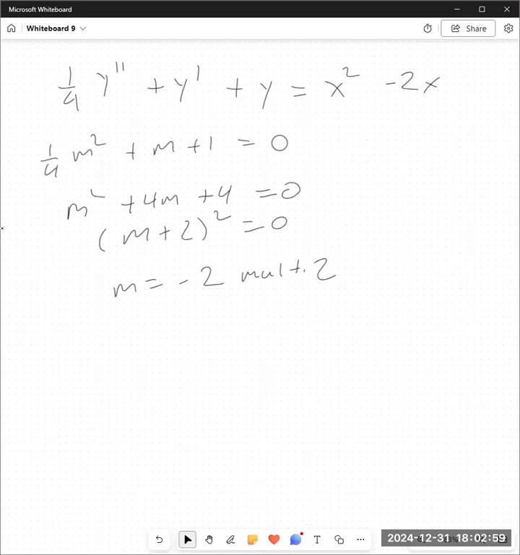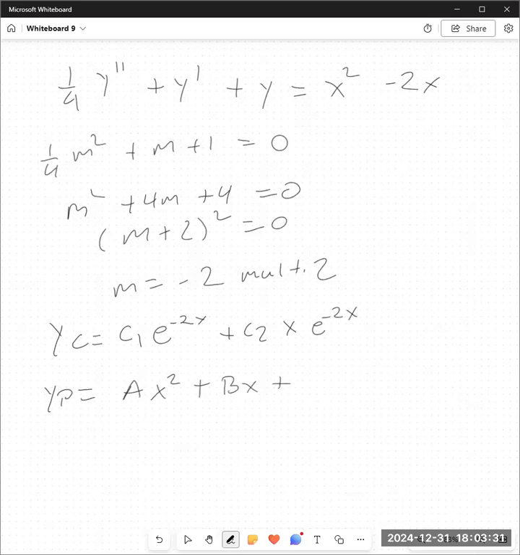And so my yc is going to be equal to C1 e to the negative 2x plus C2 x e to the negative 2x. And I don't see e to the negative 2x anywhere over on the right-hand side, or x e to the negative 2x. So my yp is going to be something quadratic, ax squared plus bx.